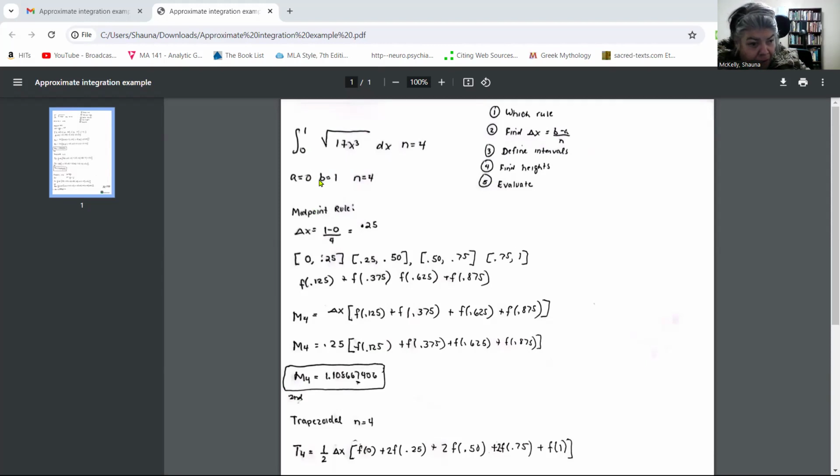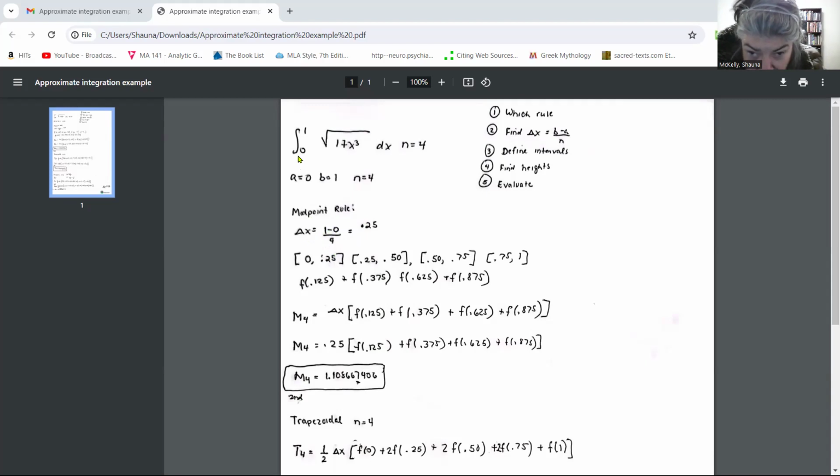So we have what we call the delta x, which traditionally we think of as the height. So delta x is always b minus a over n, okay? And this formula changes slightly for the trapezoidal rule and for Simpson's rule that we'll see later. But this delta x is pretty standard.